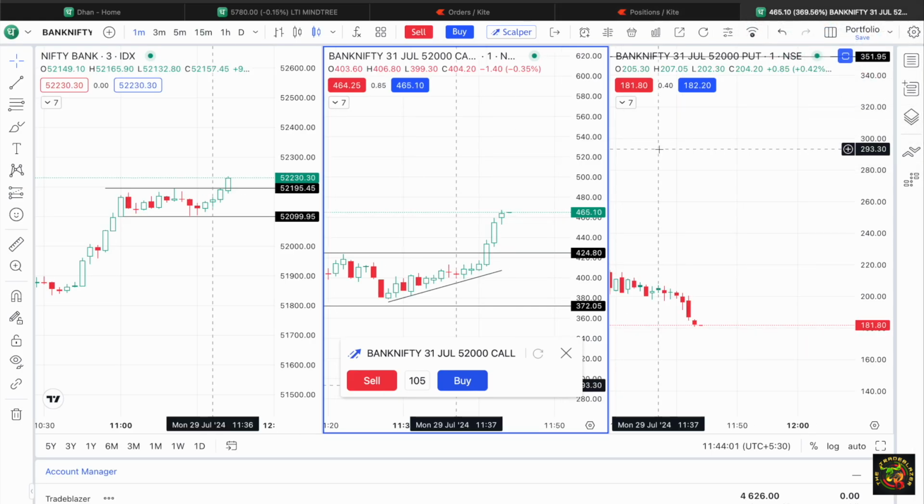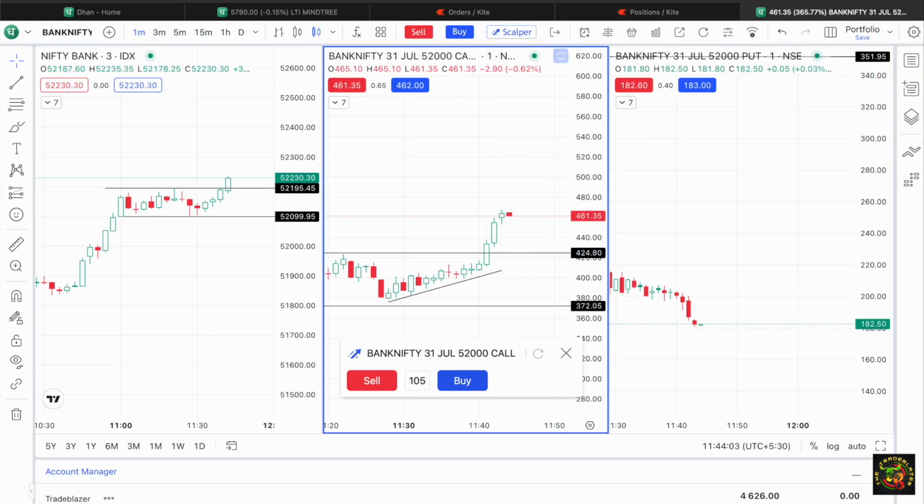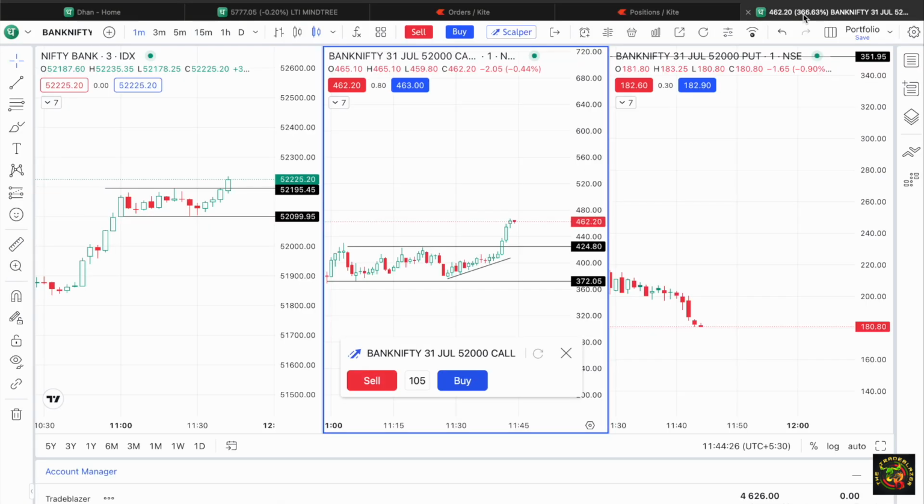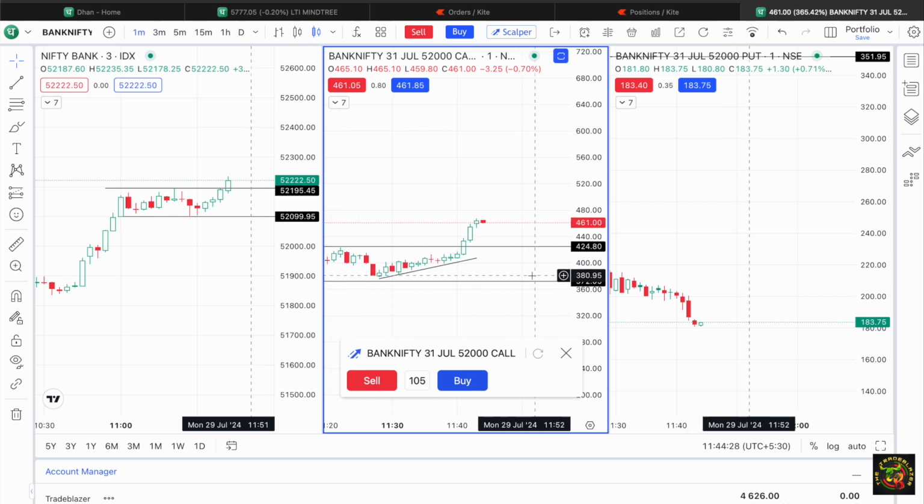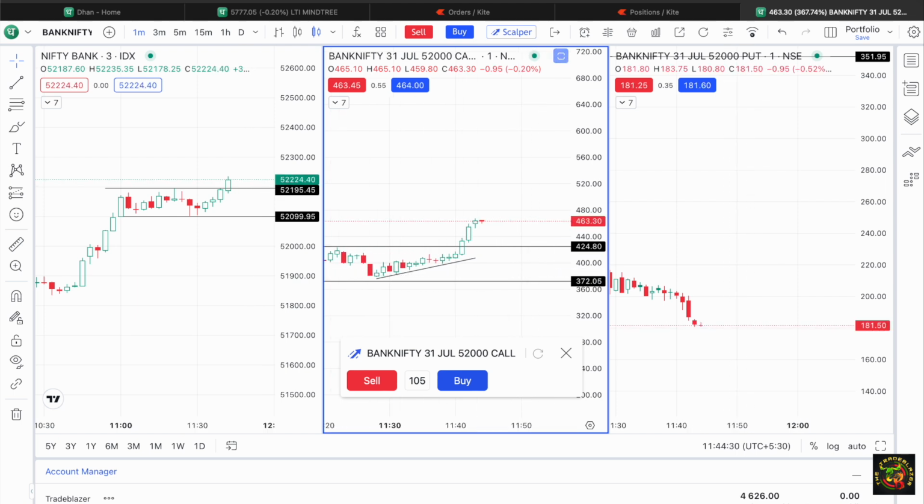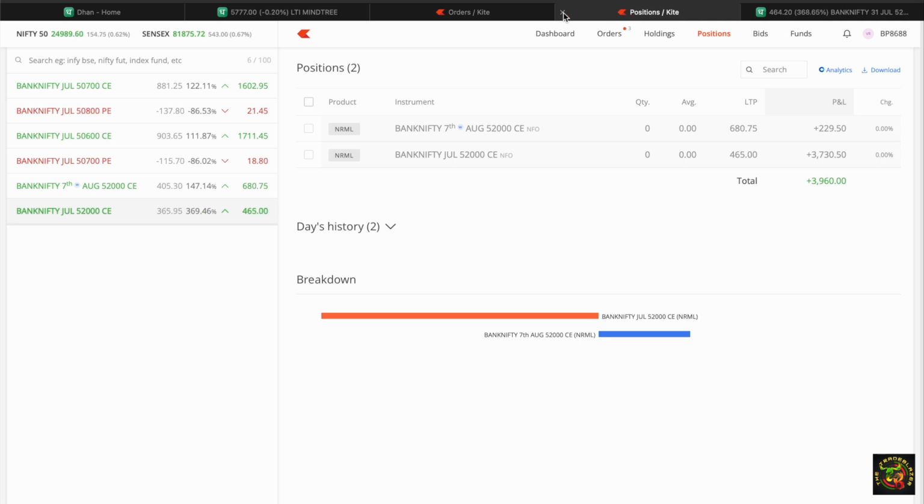So we made a profit of about 4,600 in Dhan, and about close to 4,000 in Zerodha. So overall, we made a profit of around 8,500 for today, guys. So I would like to end the day here, and hope you have learned something as part of today's session.